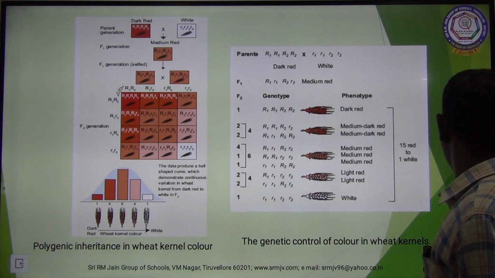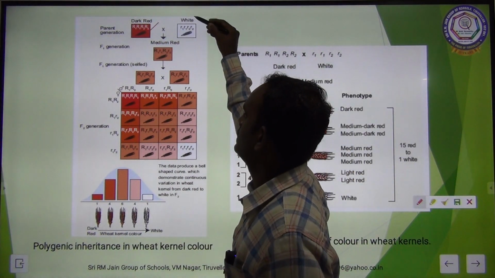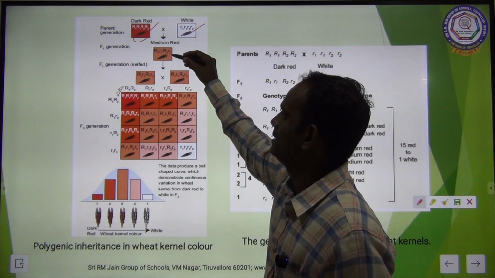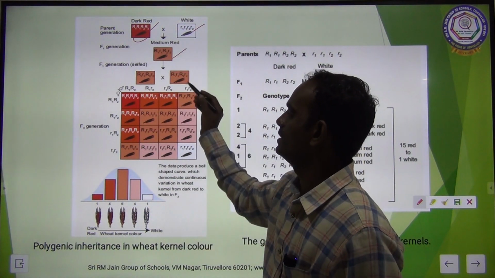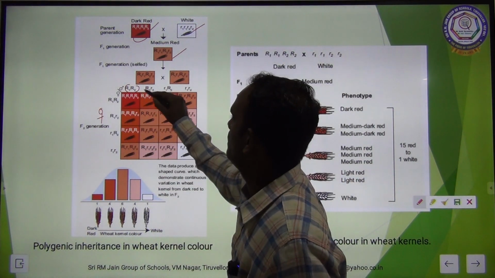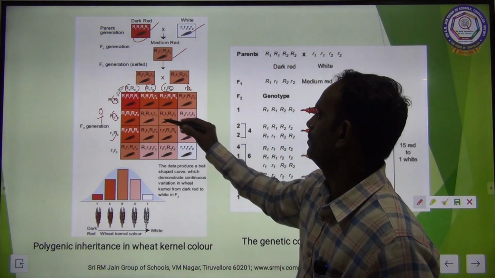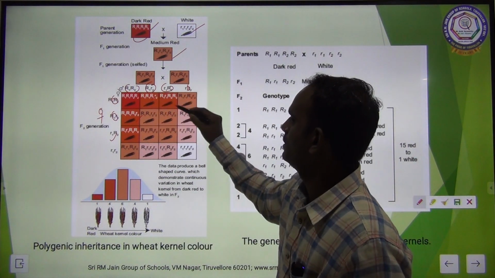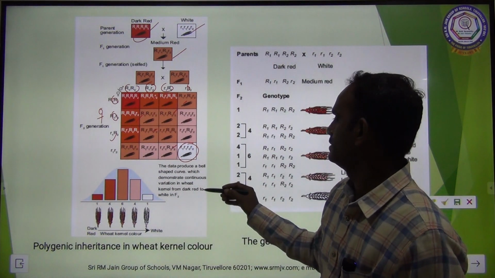See the picture here. The dark red parent wheat kernel is crossed with white, so we get F1 medium red. This F1 medium red is self pollinated. This is female and this is male. These are the gametes, and these gametes are fused. What will be the progeny? Here dark red, medium red, this is also medium red, and only 1 white. The data result shows that.